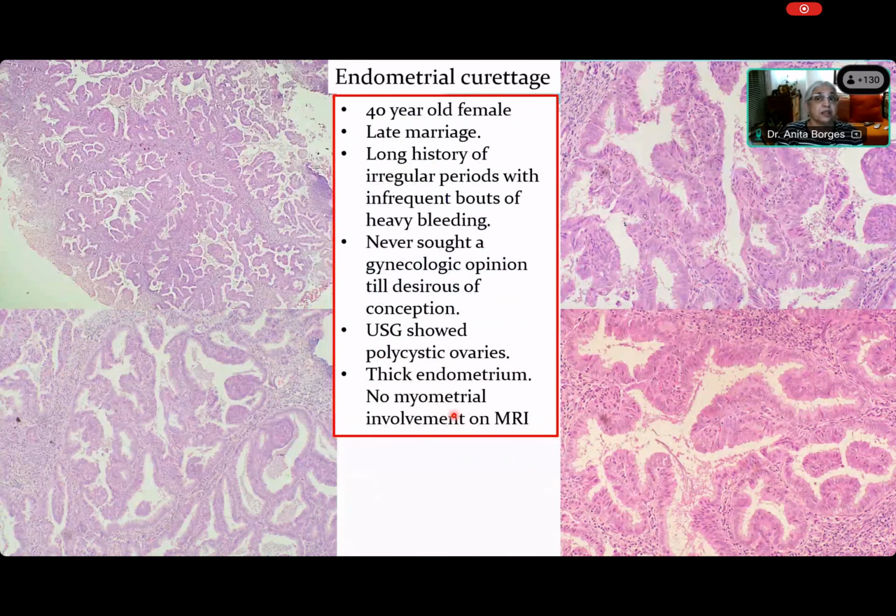Now, see here is another patient, 40 years old, female. Late marriage, long history of irregular periods with infrequent bouts of heavy bleeding. She never bothered about it until she got married and she wanted to conceive. And the ultrasound showed polycystic ovaries. And this is her thick endometrium. And there was no myometrial involvement on MRI. They do MRI to find out whether the myometrium is invaded. So now what are you going to say?